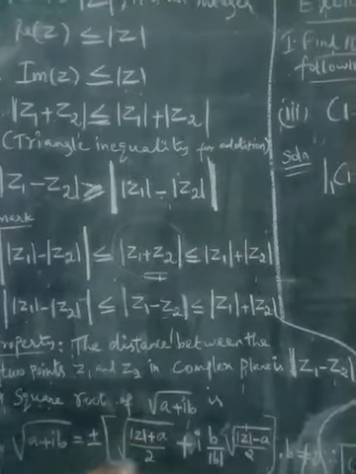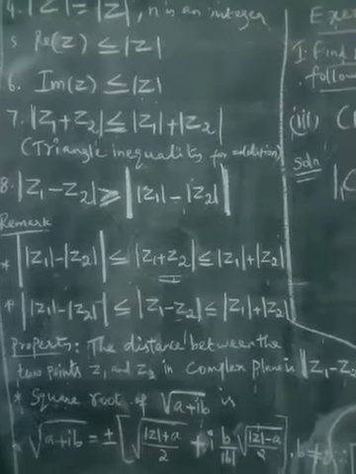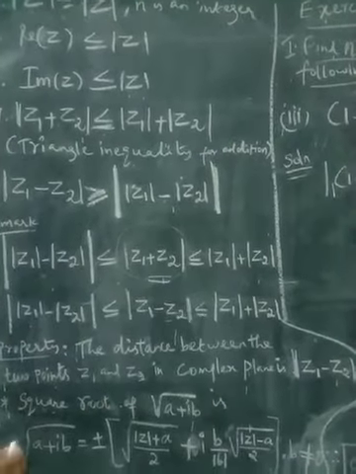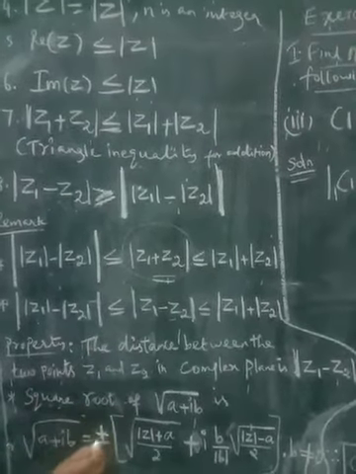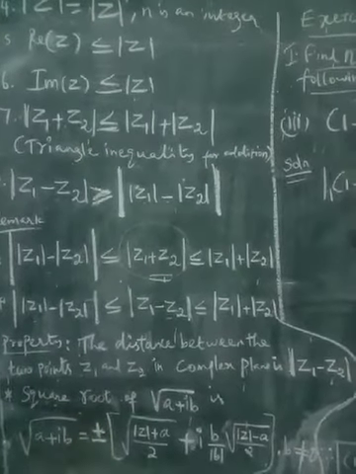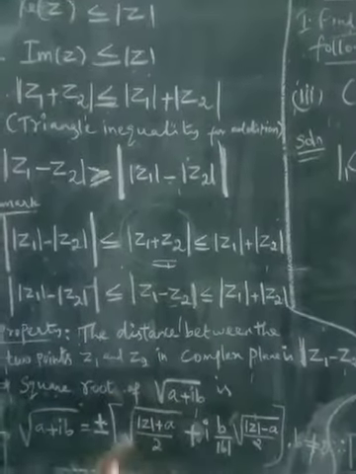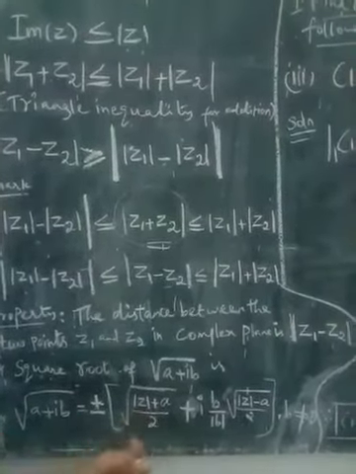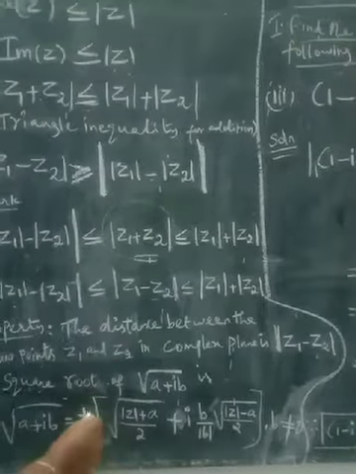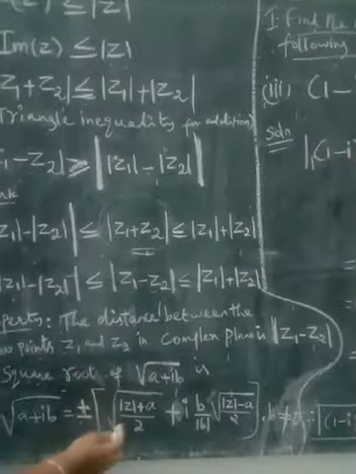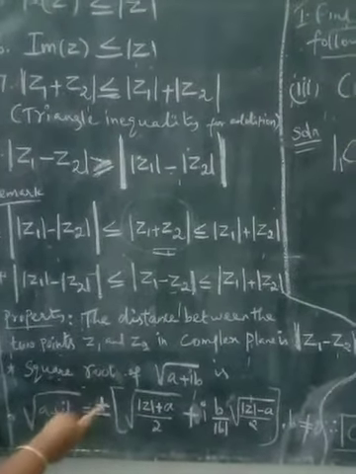Square root of a complex number. Suppose there is one complex number a plus ib, then how can we calculate the square root of a plus ib? The square root of a plus ib is equal to plus or minus. See, it is a complex number now, so the square root is also a complex number, that is, real part plus imaginary part. The formula is plus or minus. Square root means it has two roots, no? One positive root, one negative root. That's why we are putting plus and minus here.